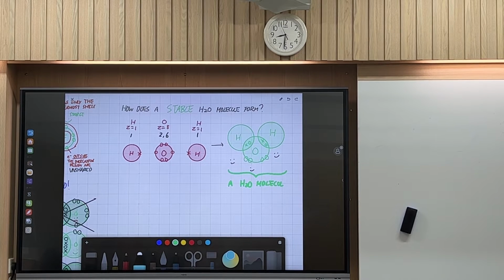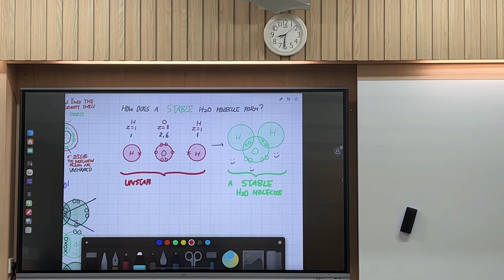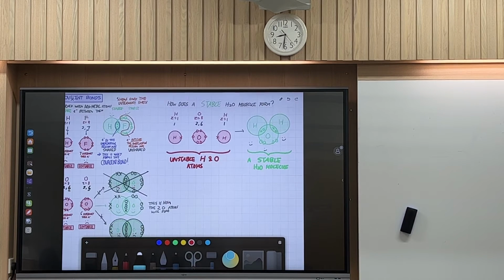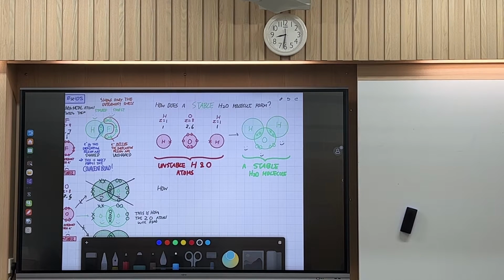On the left, you have a bunch of unstable atoms. So this is a stable H2O molecule on the right, and these are the unstable H and O atoms. Remember, atoms want to become stable, and this is not just for H2O, but for any other molecule. Now, for those of you who haven't finished the worksheet, we'll work on this together. What about carbon dioxide? So how does a stable carbon dioxide molecule form?